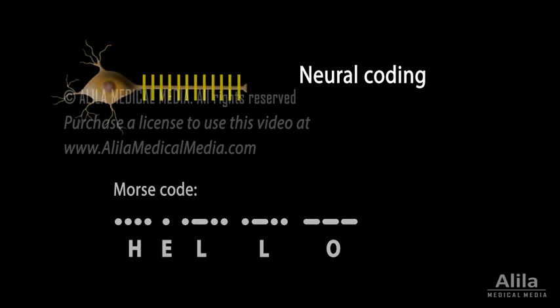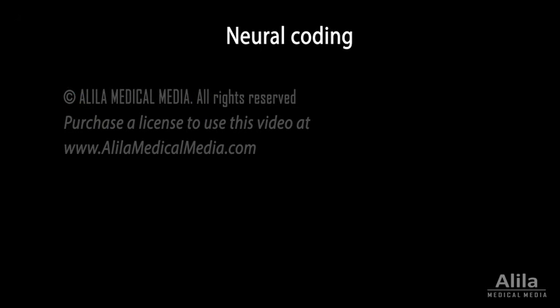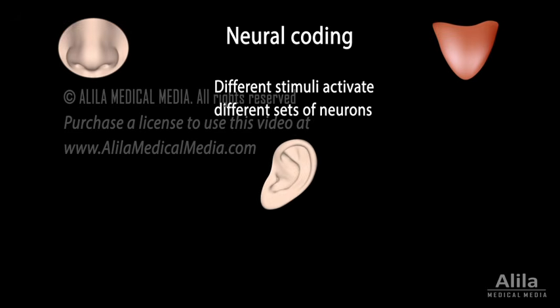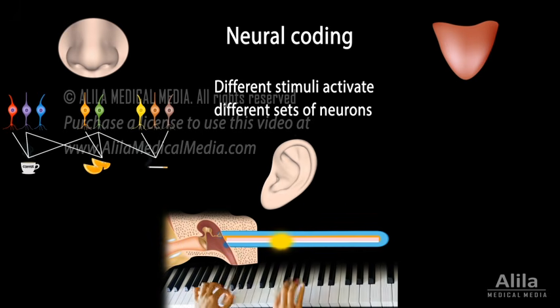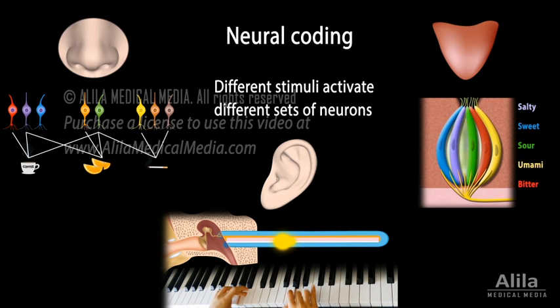Just like Morse code, which uses simple dots and dashes to encode an unlimited number of messages, our brain uses action potentials to encode complex sensory information, a process known as neural coding. Firstly, the brain differentiates between different stimuli by activating different sets of neurons. For example, different odors activate different sets of olfactory neurons in the olfactory nerve. Sounds with different frequencies stimulate different nerve fibers in the auditory nerve. Different taste sensations excite different taste cells.